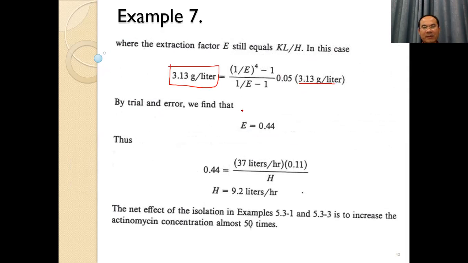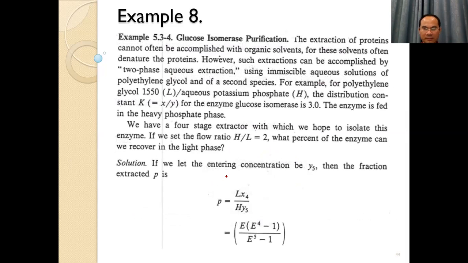For this case, you can evaluate E equal to 0.44. You know E, you can calculate S. That's right. S is the amount of water. E equal to KL divided by S. You know E, you know L. That's right. You know K, and then you can solve for it. It's about 9.2 liters per hour.